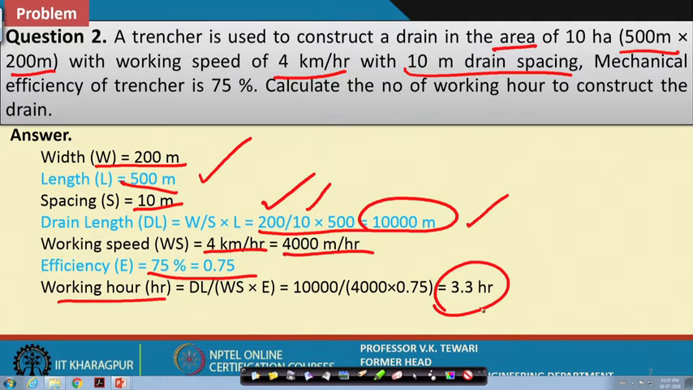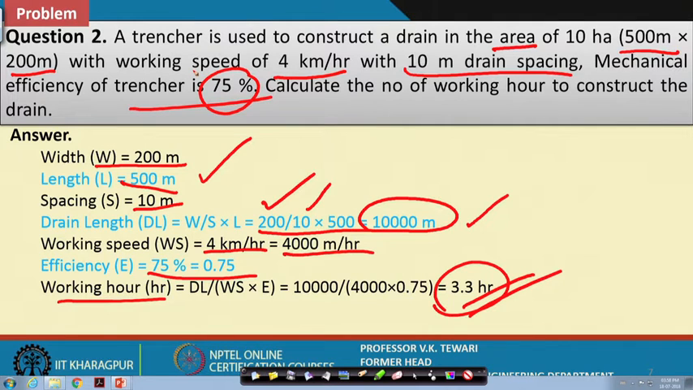Theoretically it comes to about 3.3 hours, but you will have to pay the person for the fourth hour as well, unless there is a contract for exact timing. Otherwise you will have to pay for about 4 hours, because in this job there will be a lot of lost time. Even the trencher's efficiency of 75% is quite high. We had talked of about 60% or so, but one has to look into the details of these.